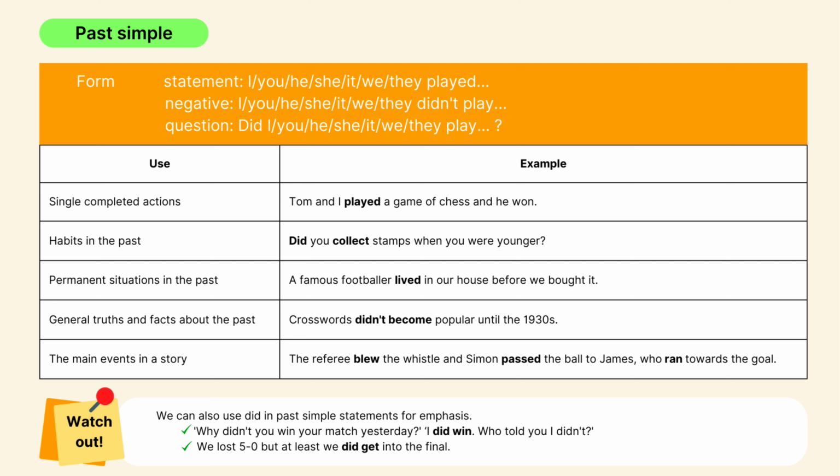Watch out. We can also use did in past simple statements for emphasis. Why didn't you win your match yesterday? I did win. Who told you I didn't? We lost 5-0, but at least we did get into the final.